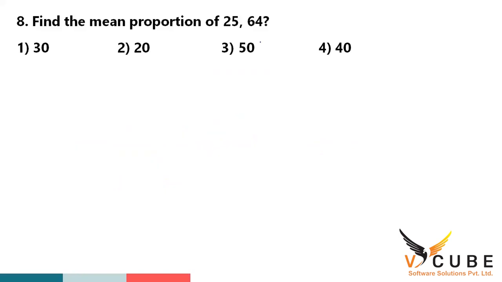And next one, a simple problem. Find the mean proportion of 25 comma 64. What is the answer, guys? Simple problem. What is the mean proportion formula, guys? B equals square root of AC, sir. Yes, very good Andy. So 25 is 5 square, 64 is 8 square. So 5 8s are 40. 40. Very good Andy. Clear and all of you? Yes, sir.